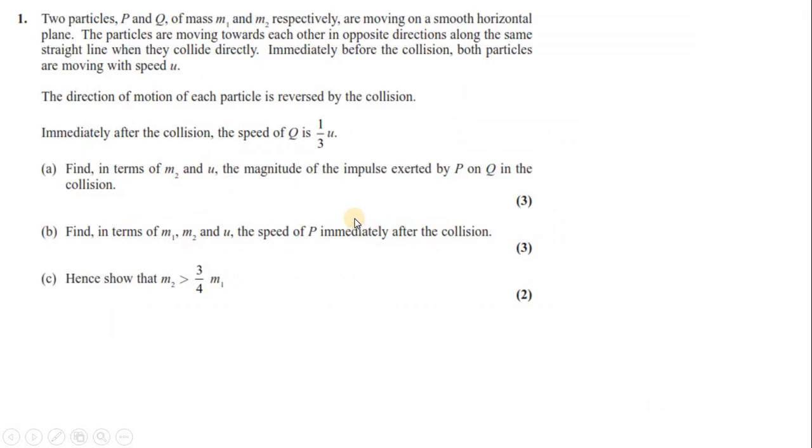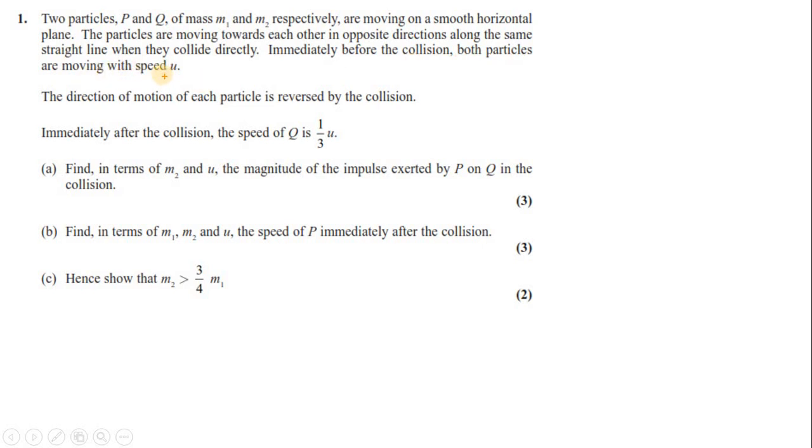Two particles P and Q of mass m1 and m2 respectively are moving on a smooth horizontal plane. The particles are moving towards each other in opposite directions along the same straight line when they collide directly. Immediately before the collision, both particles are moving with the speed u.